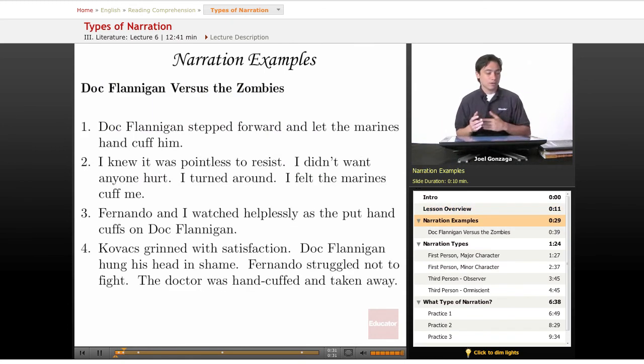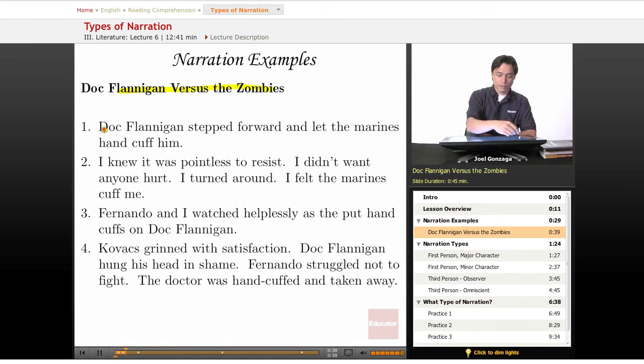So, here are our different examples, from different perspectives, of Doc Flanagan versus the zombies. 1. Doc Flanagan stepped forward and let the Marines handcuff him. I knew it was pointless to resist. I didn't want anyone hurt. I turned around. I felt the Marines cuff me. Fernando and I watched helplessly as they put the cuffs on Doc Flanagan. Kovacs grinned. Doc Flanagan hung his head in shame. Fernando struggled not to fight. The doctor was handcuffed and taken away.